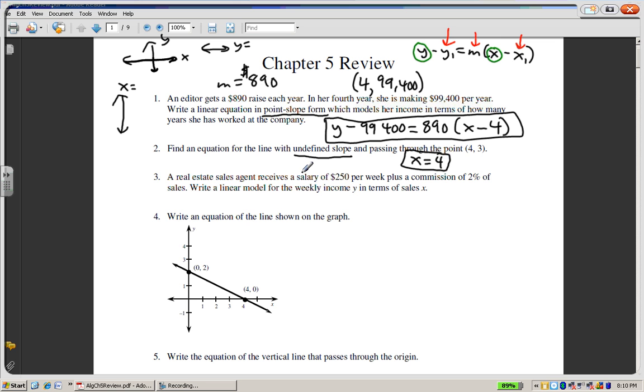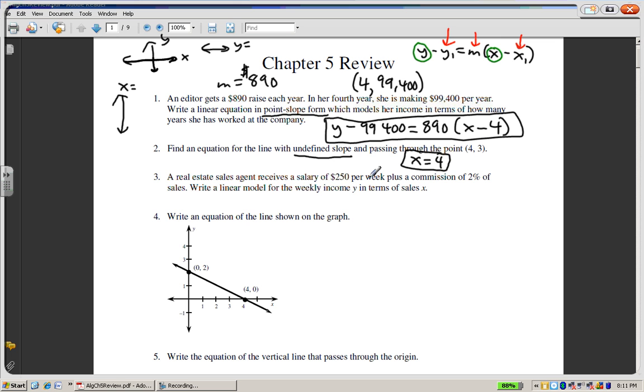Number 3, a real estate sales agent receives a salary of $250 per week, and also receives a commission of 2% of sales. Well, you're thinking in terms of, there's 3 different things you could have. You could have a starting point, you could have a rate of change, or you could have a sort of when this happens, that happens. So if it's a starting point, that's your y-intercept. If you have a rate of change, that's going to be your slope. And if you have when this happens, that happens, that's a point. And in any of these word problems, you can have some kind of a combination of any of those 3.